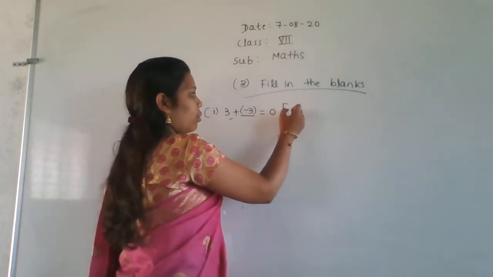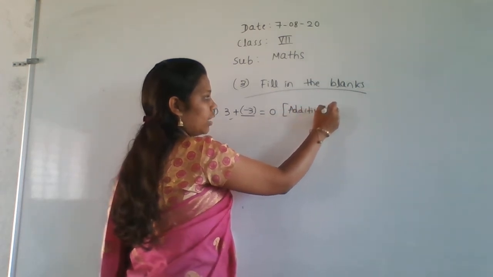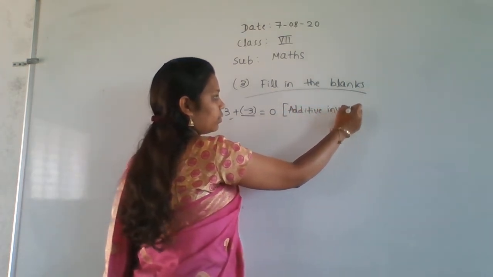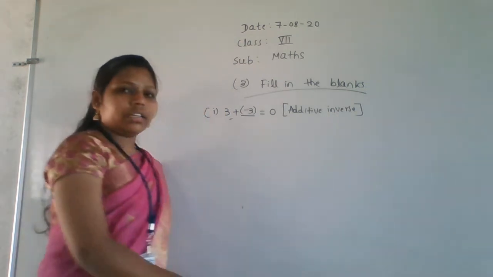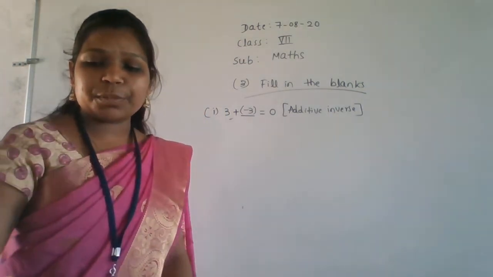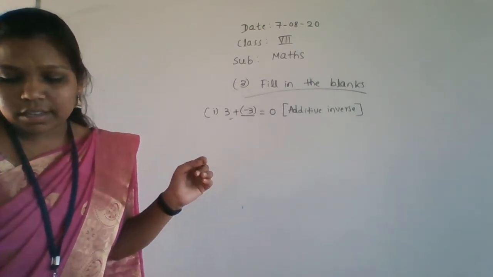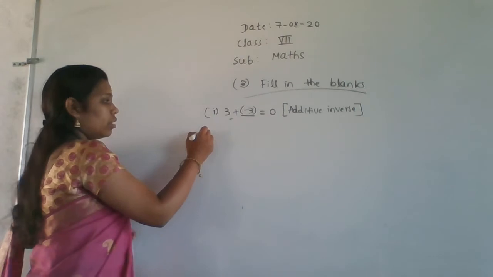In the bracket, you have to write the property, that is, additive inverse. The answer should be like this only. You have to mention which property you are going to use here. Okay, so next is the second one.